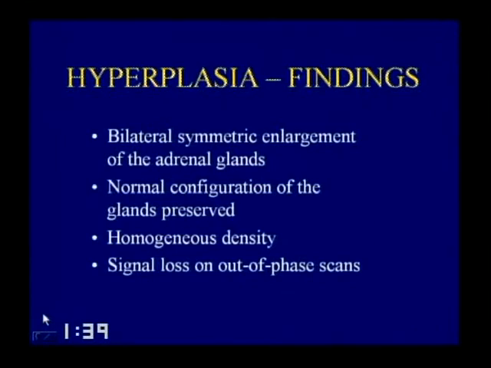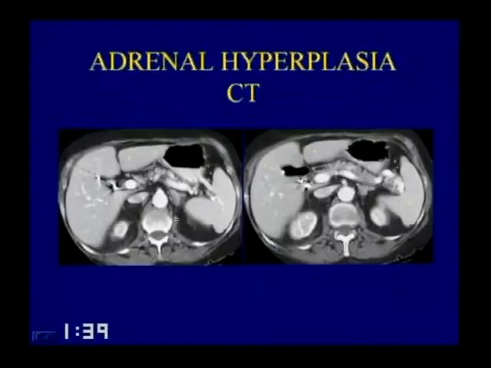The normal configuration of the gland has to be preserved to call hyperplasia. The density will be homogeneous on CT, and it'll show some signal loss on out-of-phase scans. And here's an example of adrenal hyperplasia. Notice here we have just a fat gland preserving the contour. And I don't have a contralateral gland to show you because it was resected, because they both looked alike. They resected one. It was proven pathologically to be hyperplasia. So it's sort of path-proof without all the findings for you.